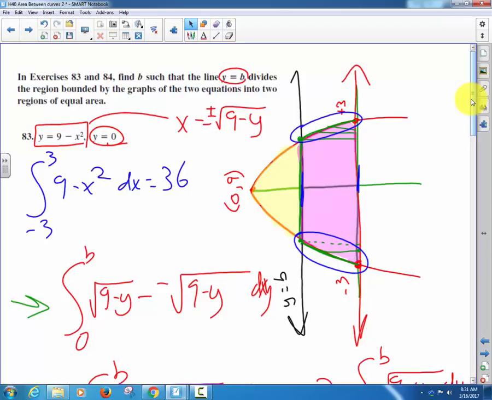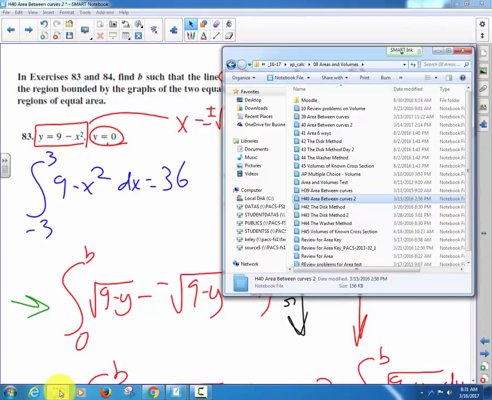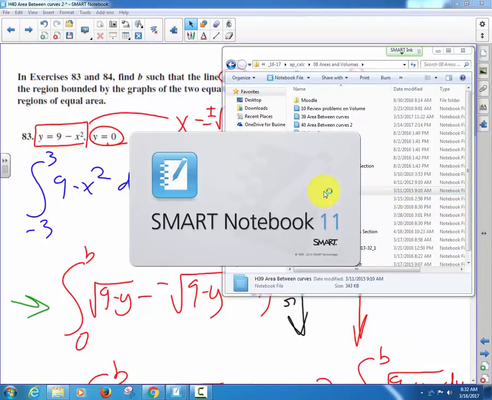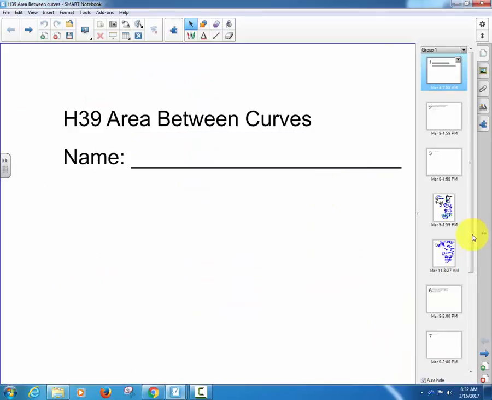All right, questions about anything else you've seen on the homework so far? Yes, sir. The last problem of homework 39. Let's look at it. Remind you that you do have a web assigned due on Monday.